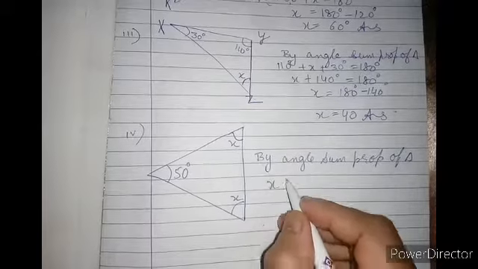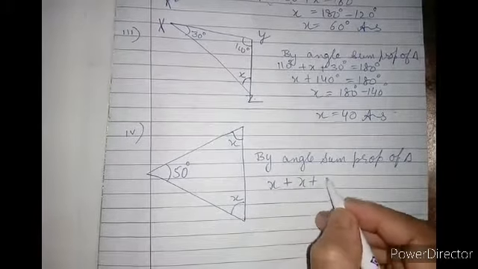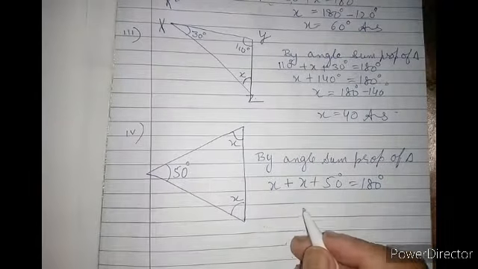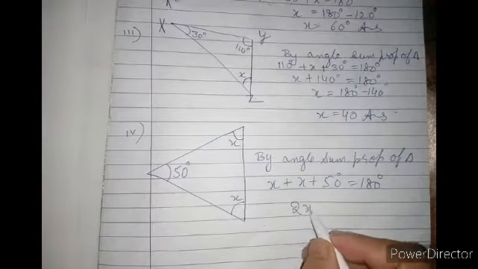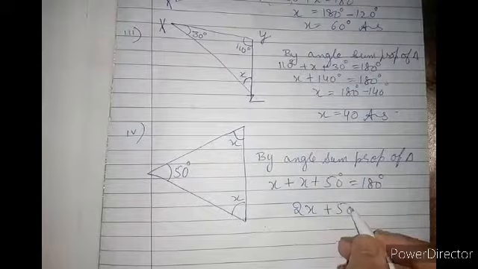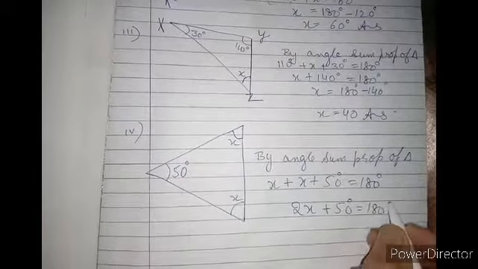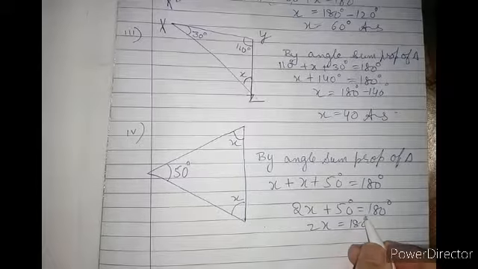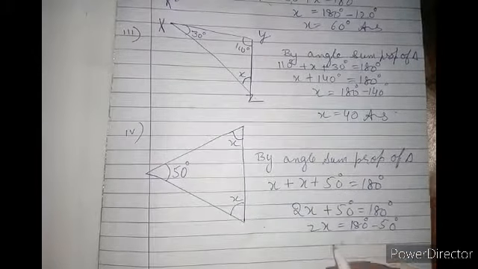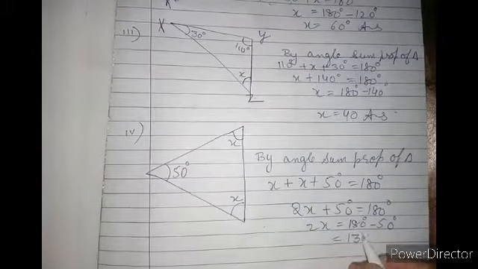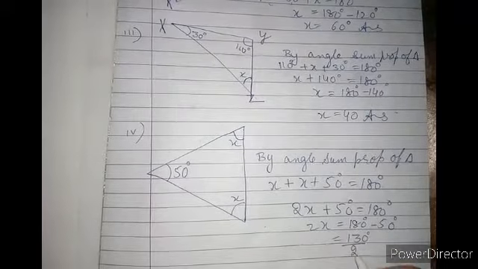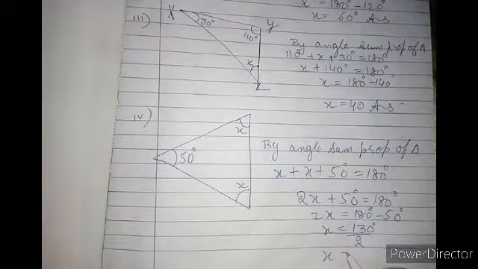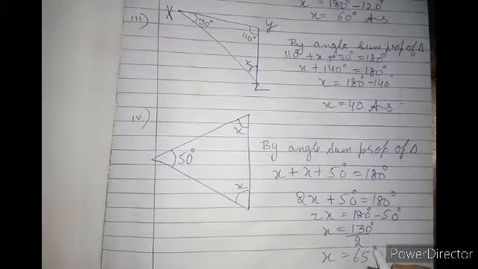So by angle sum property of triangle, x plus x plus 50 degree is equal to 180 degree. When you will add x, 2x plus 50 is equal to 180 degree. Shift this 50 to your right hand side, you will get 130 degree, and by 2. So x is equal to 130 by 2, means 65 degree.